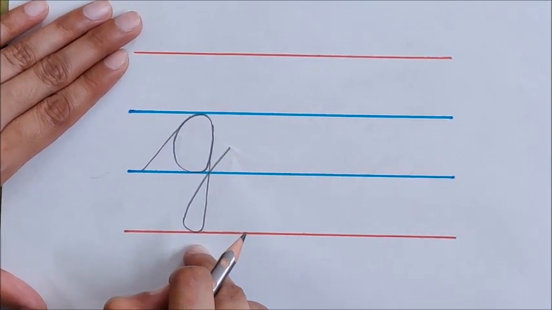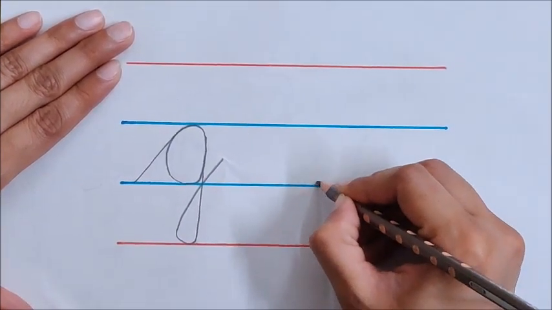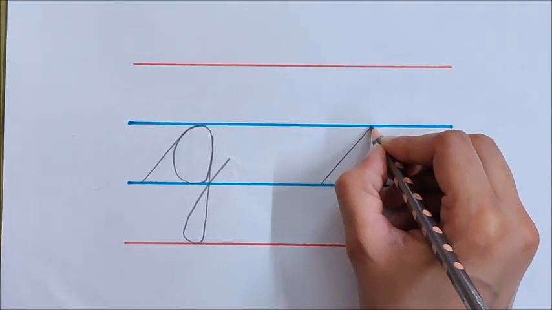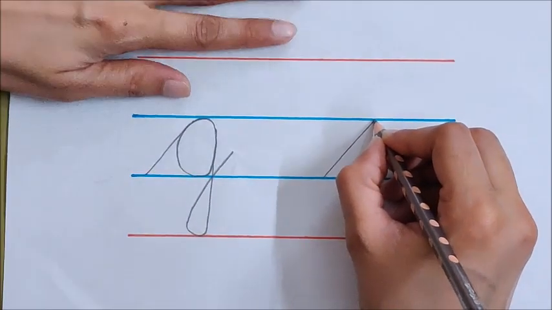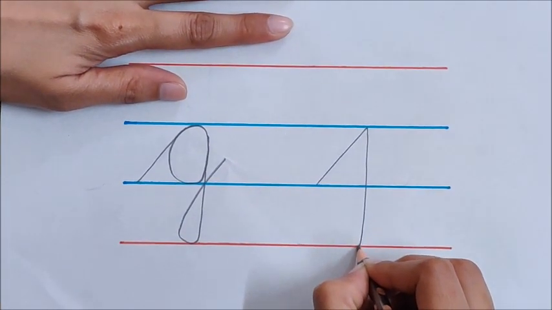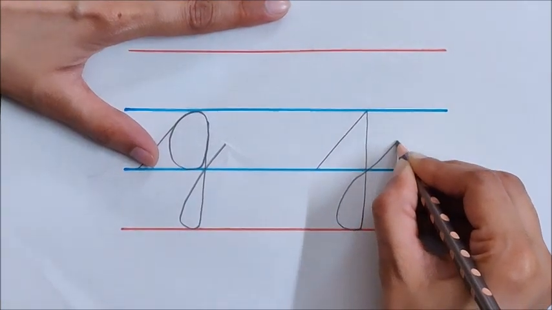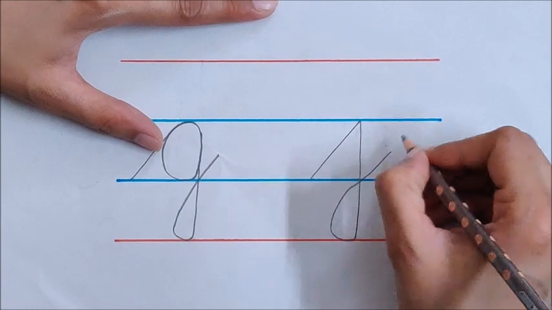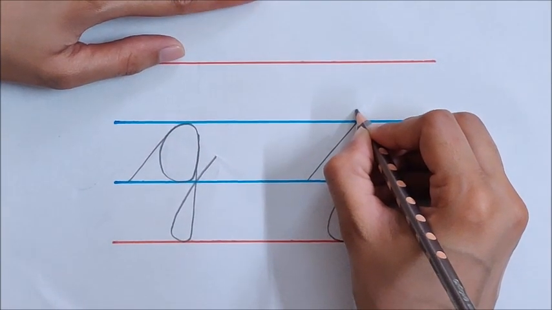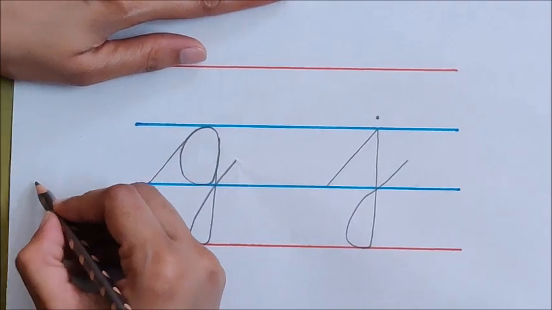Now let us see how to write J, J. Go up, touch the blue line. Now you have to make number one. It should be straight and touch the red line. Go down, touch the red line. Now turn and up. Stop. Don't make this tail touch this blue line. Now you have to make a small dot. This is J, J. Children, don't write G like this.